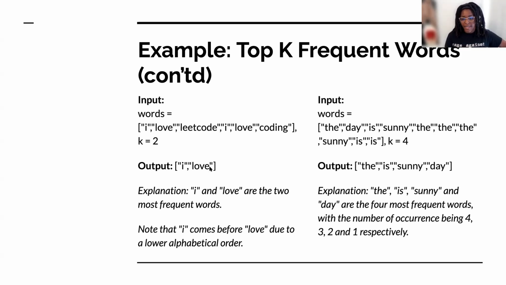In this one, we have the day is sunny, the the the sunny is is is, and you're going to return the top four frequent words. Even though those are the four most frequent words, you're going to return them. Wait, what? Oh, sorry, they're not. There's way more of those than everything else. So you're going to return the first because it's the most frequent word, then is because it's the second, and then sunny, and then day. So there you go. There's four words here, and it's the four most frequent, so you're going to return all of them.